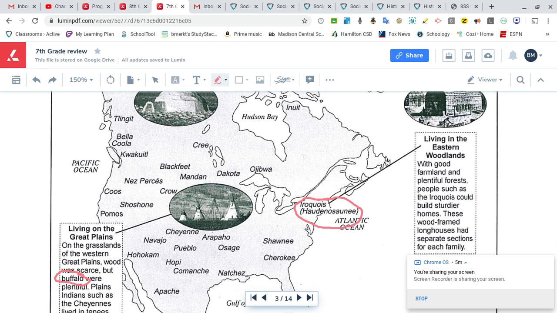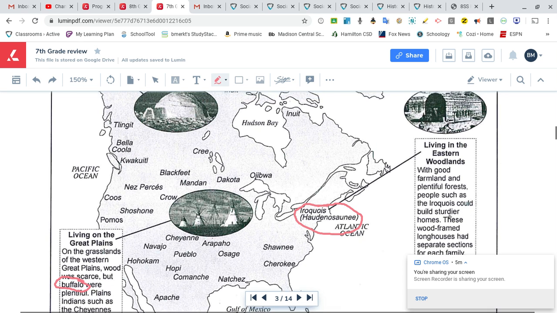Which Native American Indian group lived in what is now New York State? It's the Iroquois or the Haudenosaunee. They lived in the eastern woodlands with good farmland and plentiful forests. People such as the Iroquois could build sturdier homes. These wood-framed longhouses, as you see in the picture right there, had separate sections for each family.